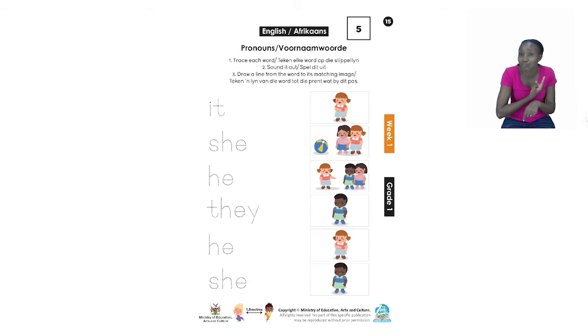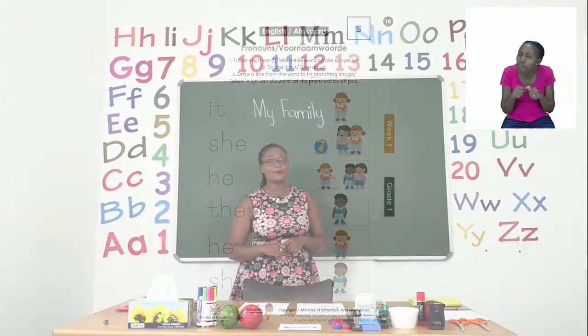Now, let us draw the lines. Now, when we are drawing lines, we want to connect what is happening from one word to the picture. So, let us do number one together. The first one is that we have to draw the line that is matching the image. Let us look for it. It. But before we do that, I would like us to remember what we are supposed to do for pronouns.